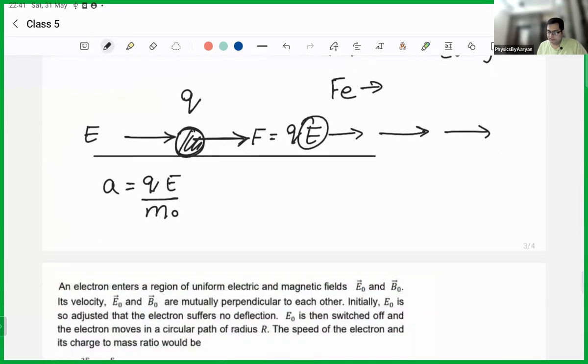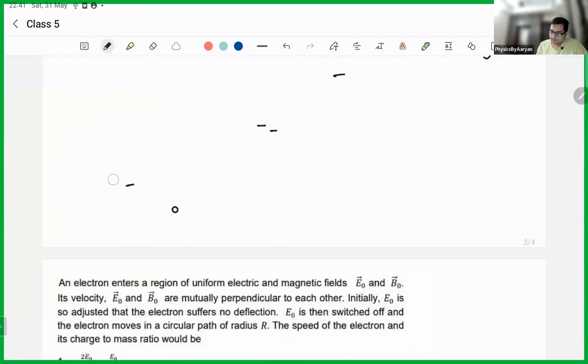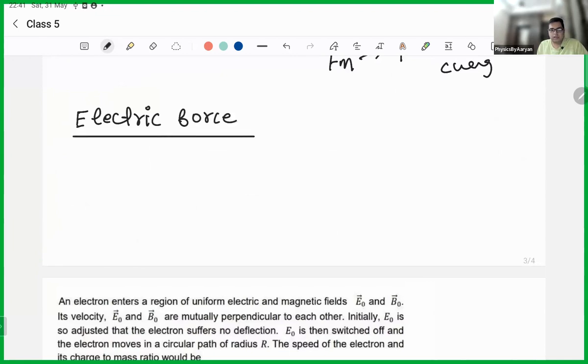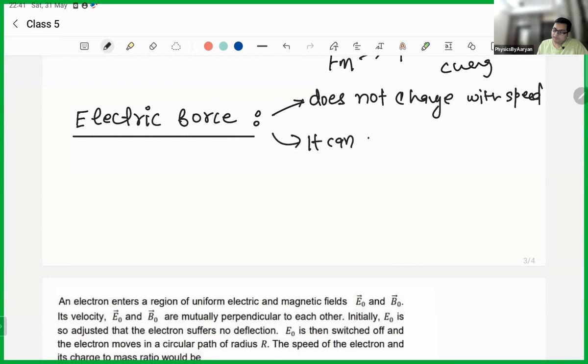So what are the rules we learned in this question? The rule is that the electric force does not change with time, and it does not change with speed. Even when the speed changes, this force does not change, and it can change the speed of the particle. Because of the electric force, the particle speed can change.